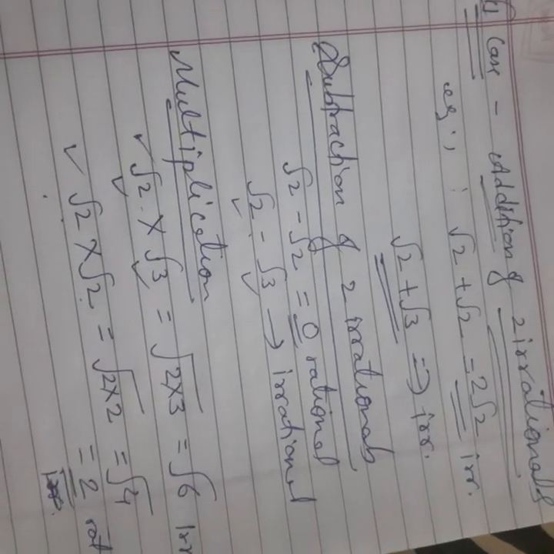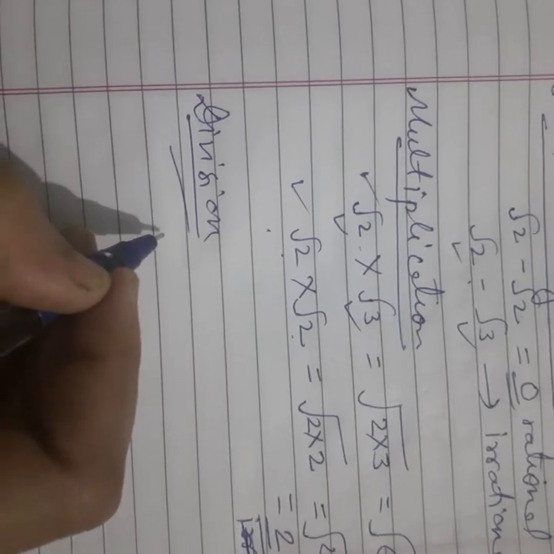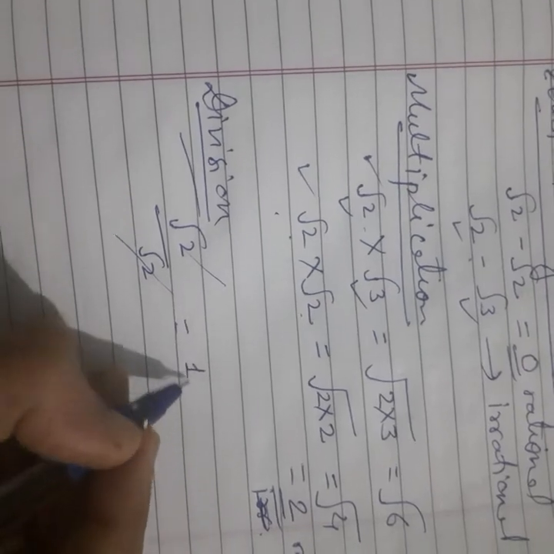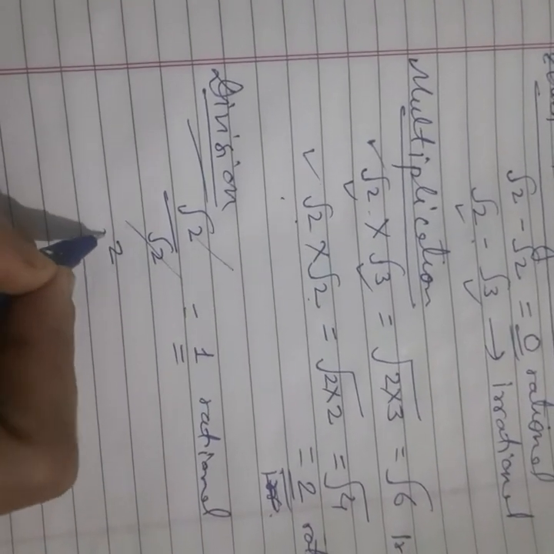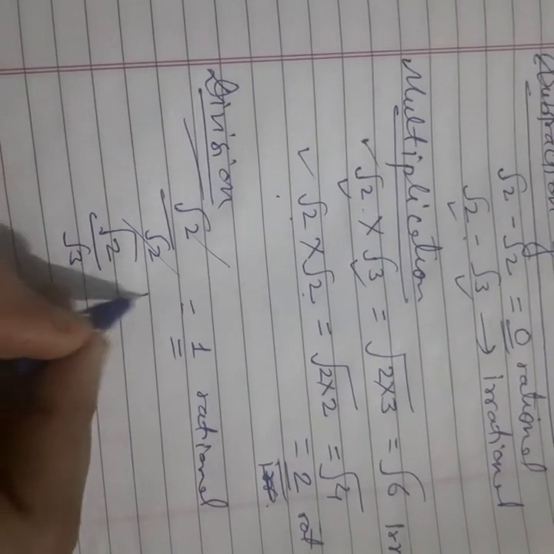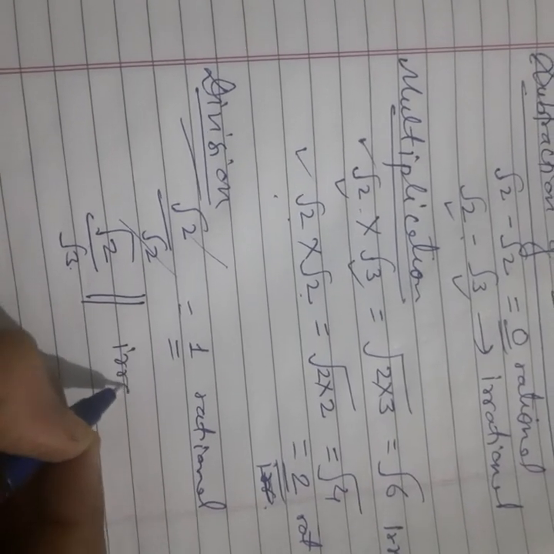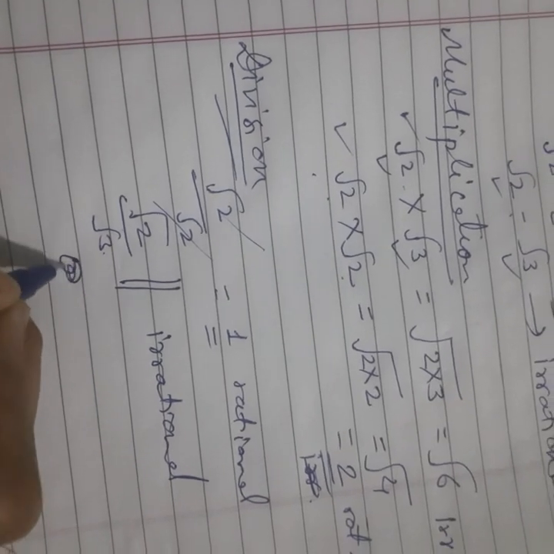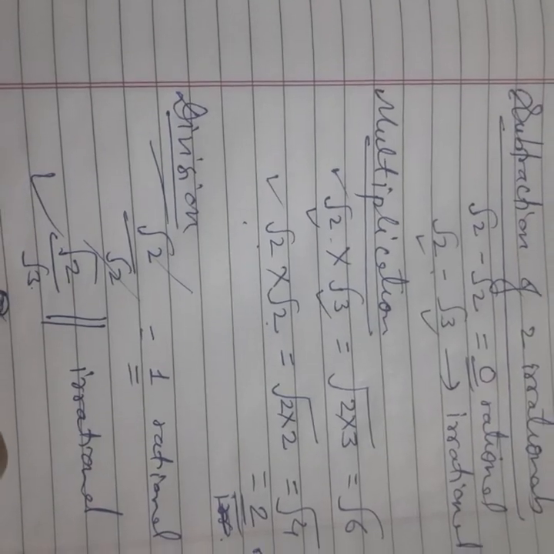Okay, in case of quotient, in case of division, if we take the same irrational, it will be cancelled out and we will get 1, and 1 is rational. But if we are taking √2 and √3, then it is different, it doesn't get cancelled out and we get an irrational. So here also two cases arise.